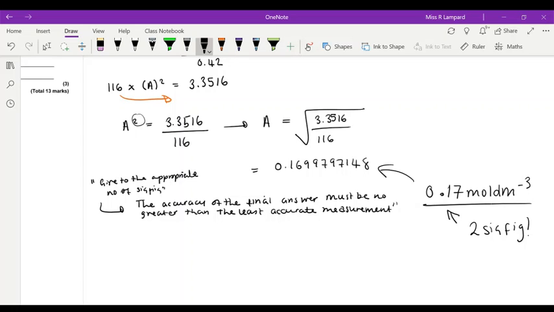Now, I appreciate there's a lot there, so perhaps it'd be worth going through that calculation again and pausing the video where necessary, and then perhaps giving it a go in your own time to see if you can recreate that thought process. Okay, good luck.